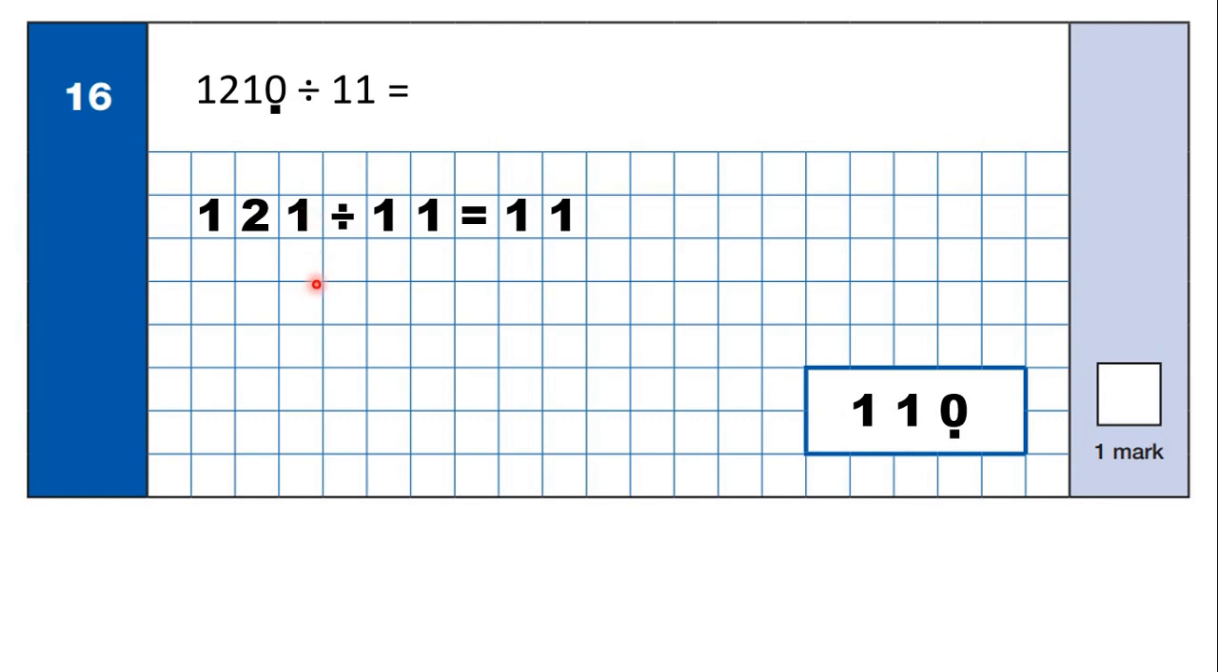When you see a division with a 0 on the end, that's usually a clue that you can use mental methods to solve it. But if you're unsure, you can always check using short division. 12 divided by 11 is 1, remainder 1. 11 divided by 11 is 1. And 0 divided by 11 is 0.